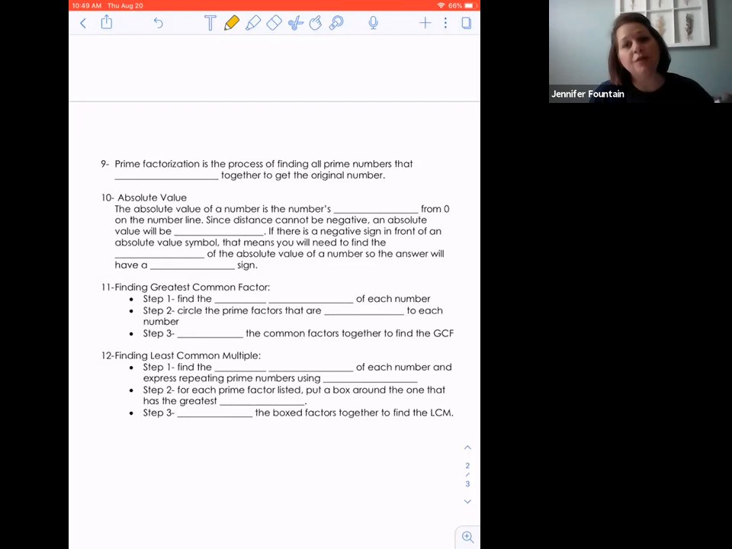If I only had a 3 in one of my lists, I would still put a box around that 3 because I have to make sure to represent every single number that is listed. Then again, I multiply them together to find the least common multiple. Any questions about any of that? I know that was a super fast overview. Any questions though about any of those things that you're confused on?